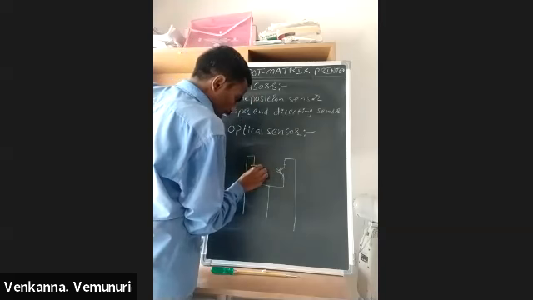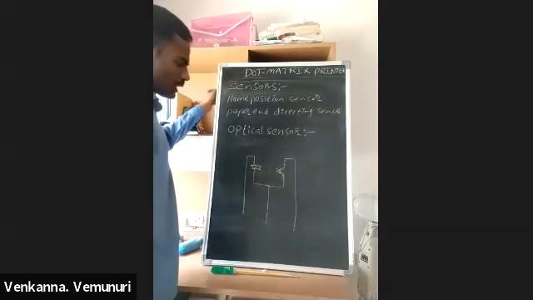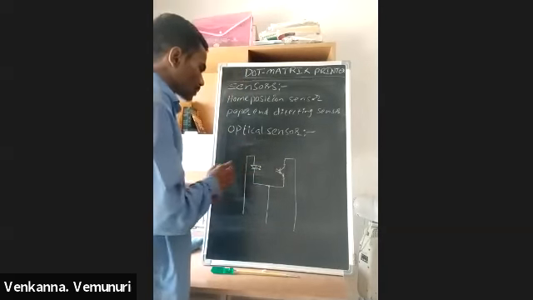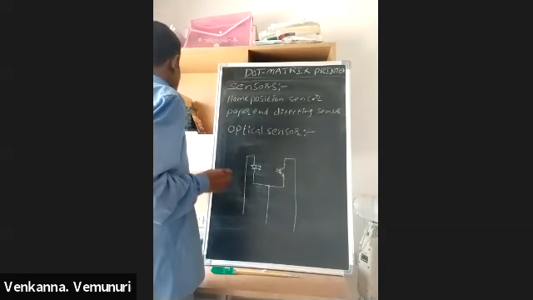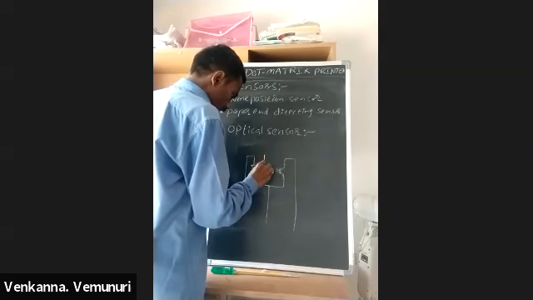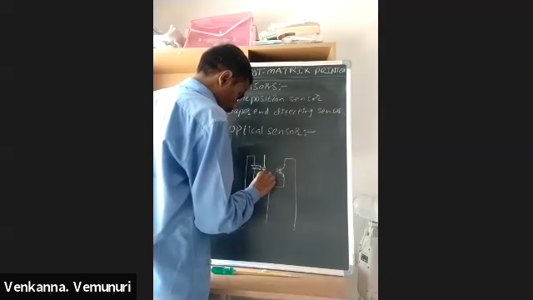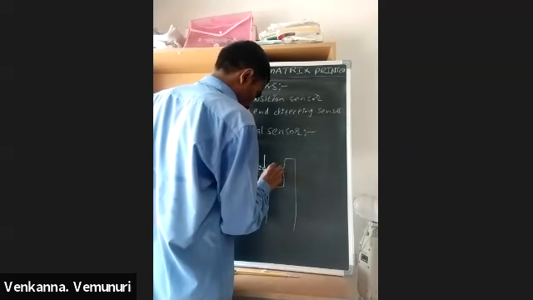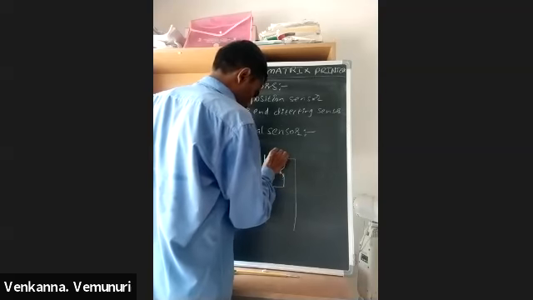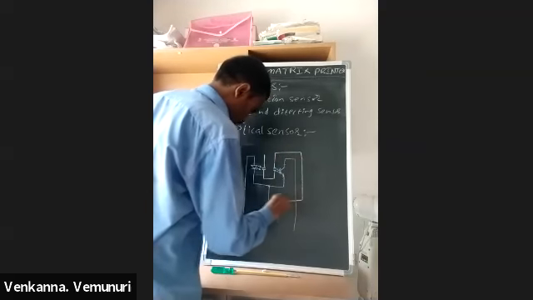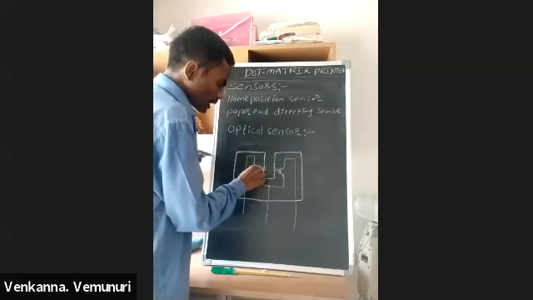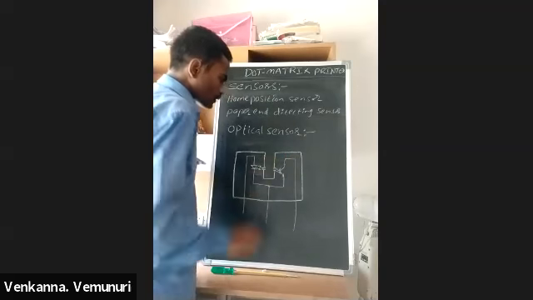Here, this is the LED, light emitting diode, and this is the photo detecting transistor. These two components are kept in one plastic case. This plastic case has a small gap here, and here also one small gap.